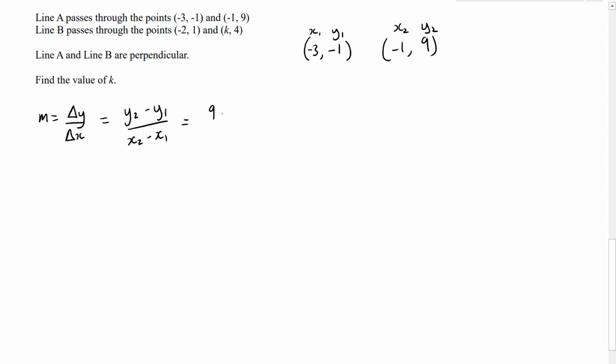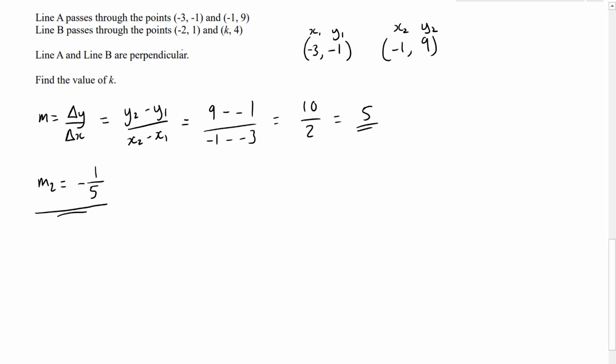Y2 is 9 minus y1, which is minus 1, so this is going to become a plus, divided by x2, which is minus 1 minus minus 3. This is also going to become a plus. This becomes 10. This becomes minus 1 plus 3, which becomes 2. So our gradient of that is 5, which means we can then work out what the gradient of B is because we know they're perpendicular. So if m2 is therefore equal to minus 1 over m1, which is 5, then the gradient of B has to be equal to minus 1/5.